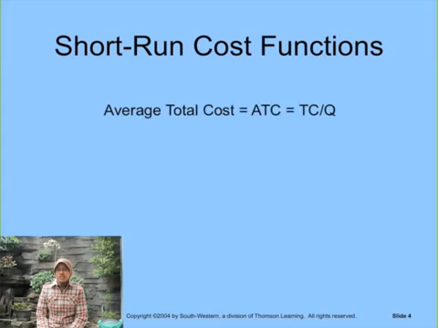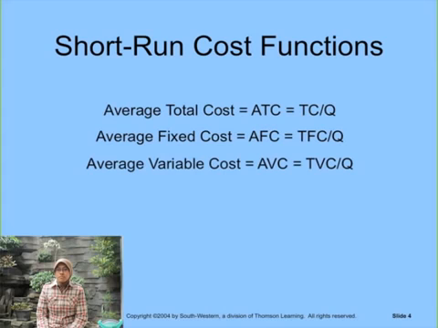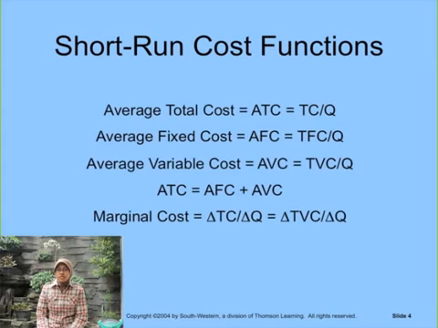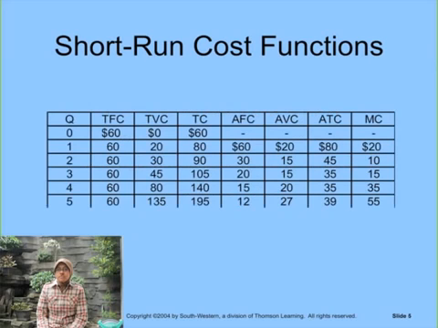From the total fixed, total variable, and total cost functions, we can derive the corresponding per unit cost function of the firm. Marginal cost is the change in total costs or the change in total variable cost per unit change in output. This table shows the hypothetical short-run total and per unit cost schedule of a firm.